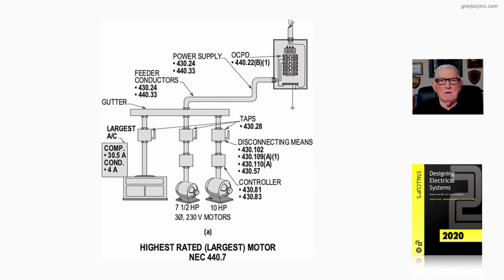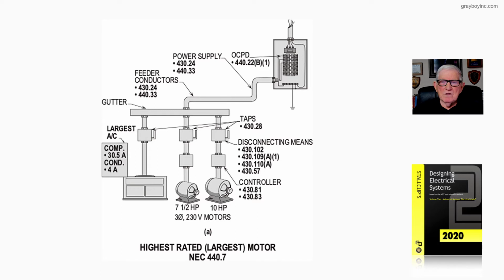Naturally, 430.24 deals with motors, and 440.33 deals with compressors. Now, the feeder conductors, again, 430.24 is dealing with your motors, if it was just motors, and 440.33 deals with compressors. So both of them kind of give you information.